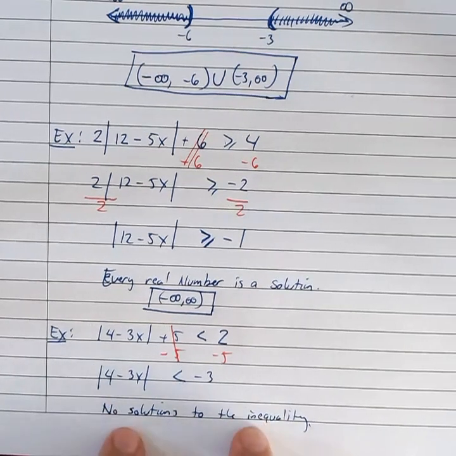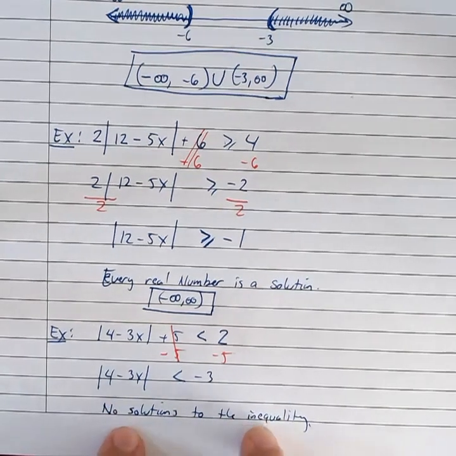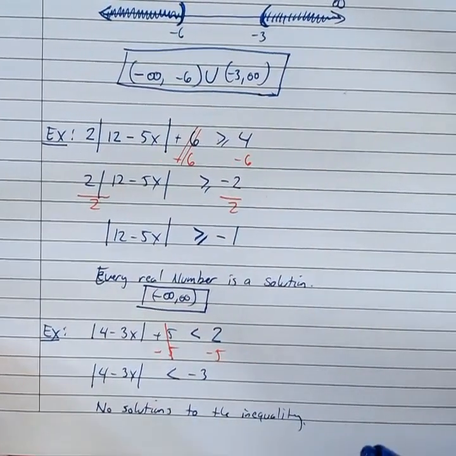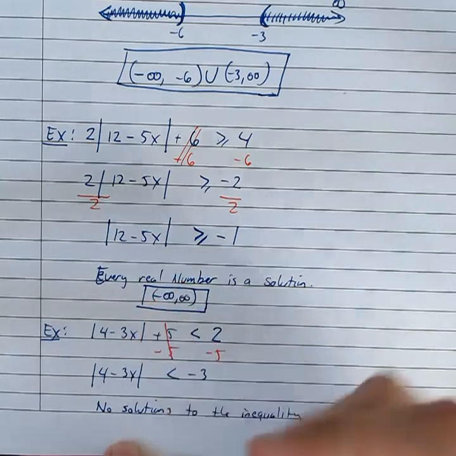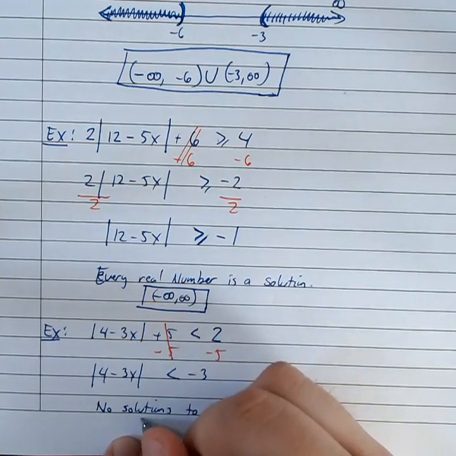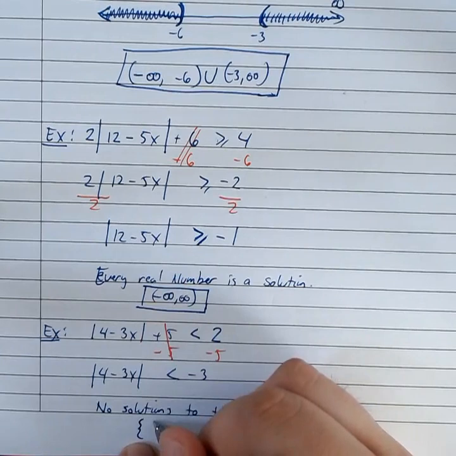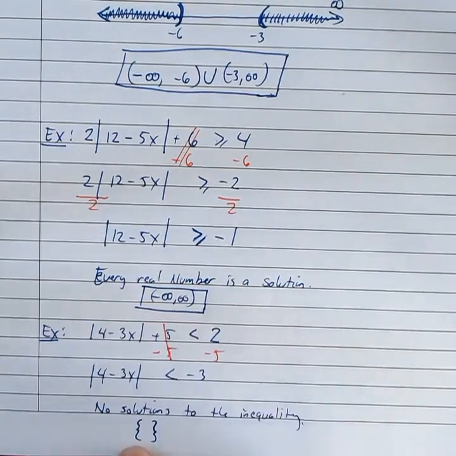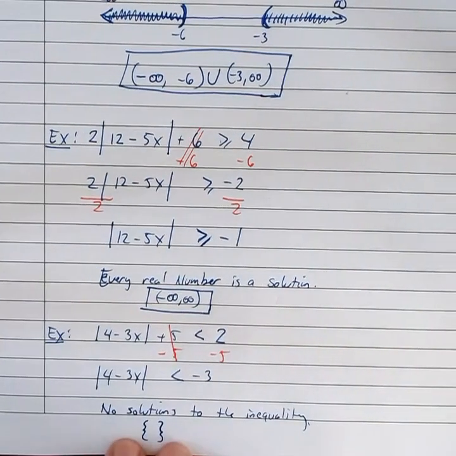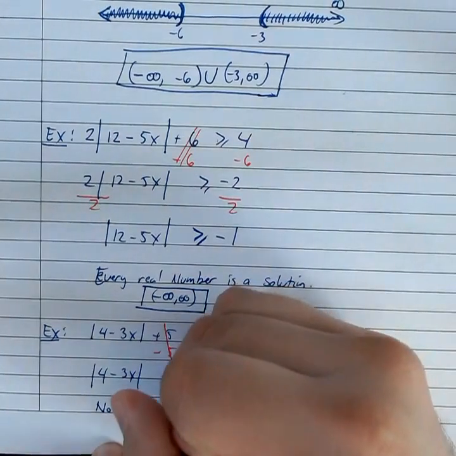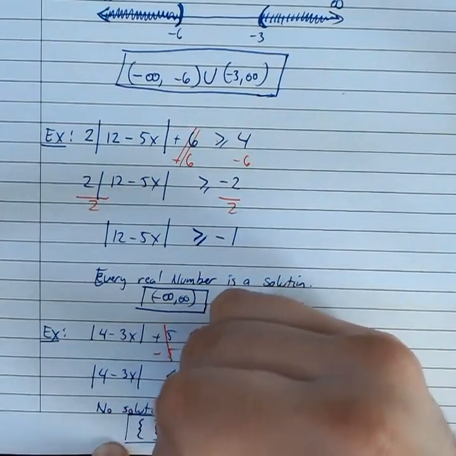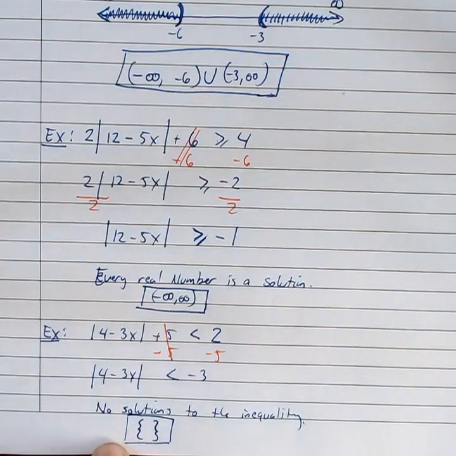How do you write that in interval notation? There's actually a couple of ways to write it in interval notation. One way to do it is to just write empty braces. So we can do it this way. Whenever we write empty braces, it's just a notational convention. Here we're saying, okay, there's a set of things with nothing inside. So this is one way of writing what's called the empty set. In other words, a set of things which has nothing inside.